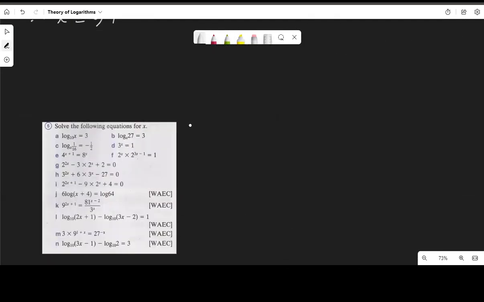Okay, now we'll move on to the next question. We just solved question 3, so we'll move on to H. Question H is 3 to the power of 2x plus 6 times 3 to the power of x minus 27 equal to 0.